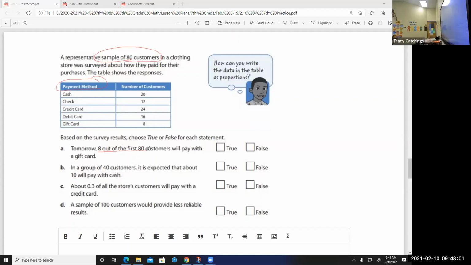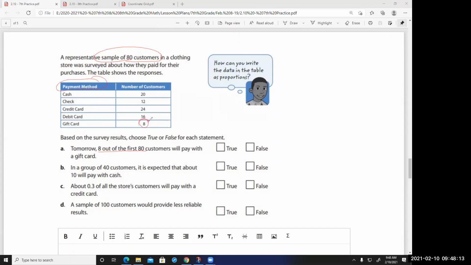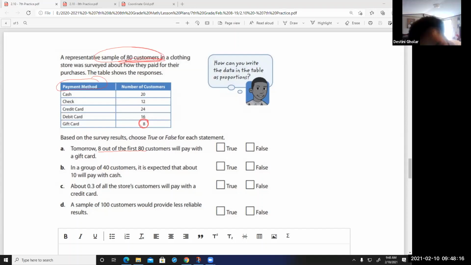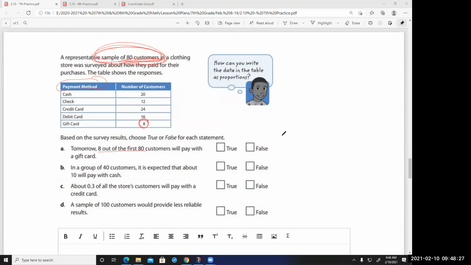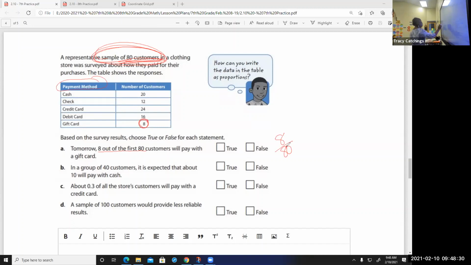How many people chose a gift card right now? 8. People in the table. What's the total of the table? 80. Tomorrow, if they get 80 customers again, pretty much 8 of those are going to pay with a gift card. Would you say that's true or false? True. Yeah, I'm going to say that's true.